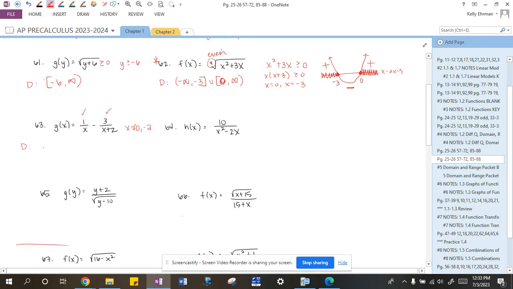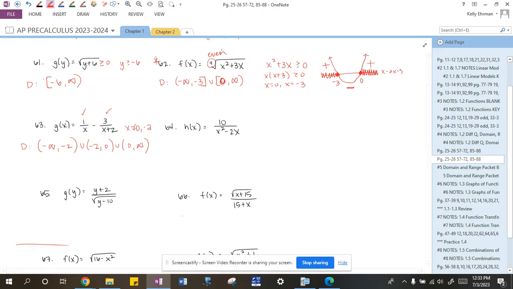Make sure when you're writing interval notation, just like the last one, that you put this in the order of what number you would hit first. Negative infinity to negative 2, not including negative 2. Anything between negative 2 and 0, and anything from 0 to infinity. Those are the three chunks of the domain.